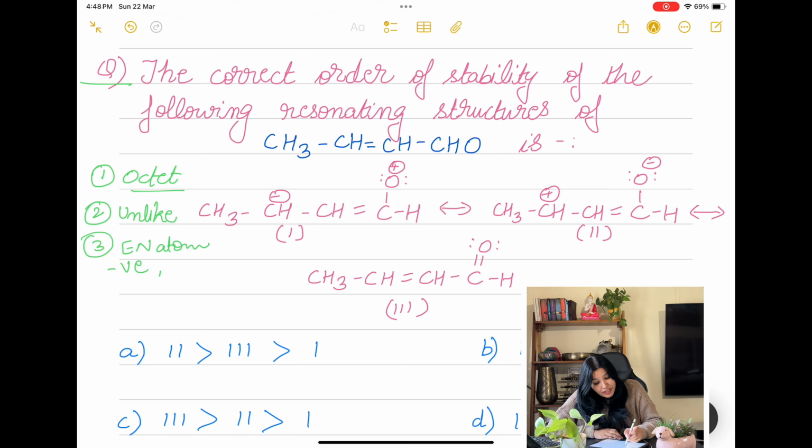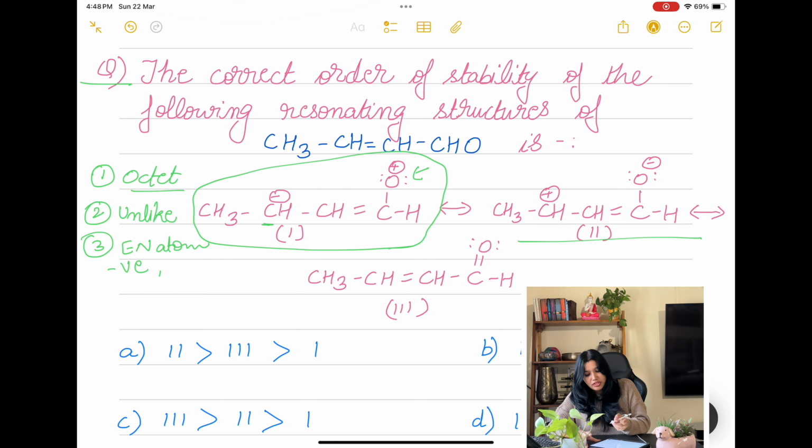We can see in our first structure that carbon is having a negative charge and oxygen, which happens to be the second most electronegative atom in our periodic table, is having a positive charge. So very clearly in our first option, there is a lot of instability that I can see because oxygen being an electronegative atom has a positive charge. Let's have a look at the second resonating structure.